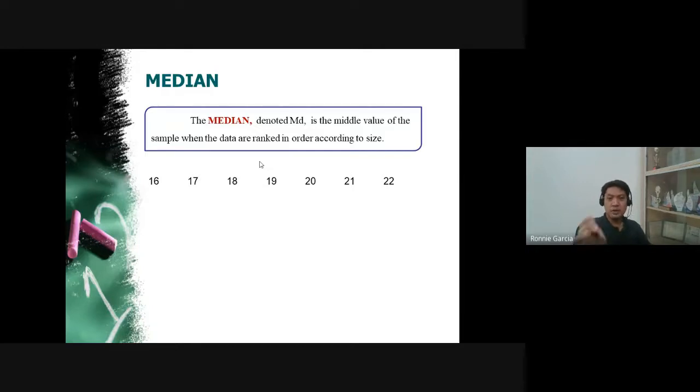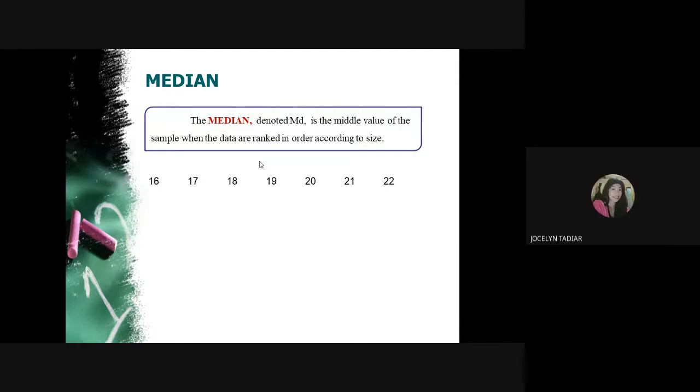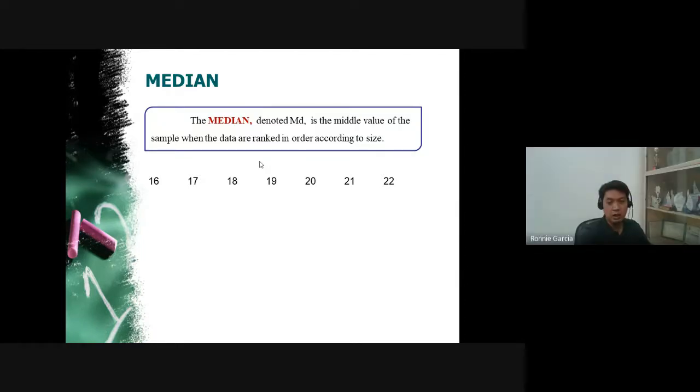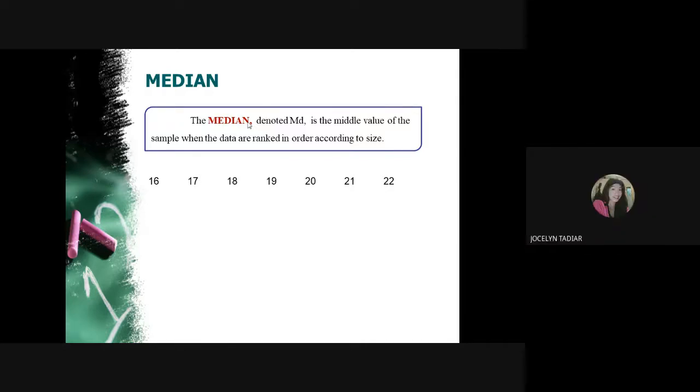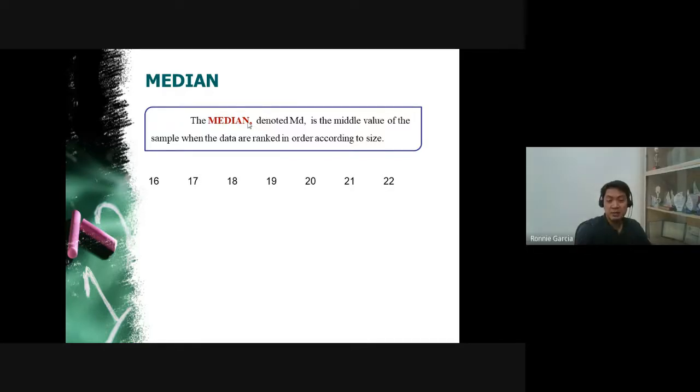So for example, meron tayong 16, 17, 18, 19, 20, 21, 22. This is already arranged. What is the middlemost value? Ang nasa 19, sir. Very good, Miss Jocelyn, that's correct. 19. So sir, it's very easy, di ba? Mas mabilis ang median pag naka-arrange na siya. You don't need a calculator. Sometimes, diretso na, 19 ang pinaka-center, 19 ang median. So that is correct.